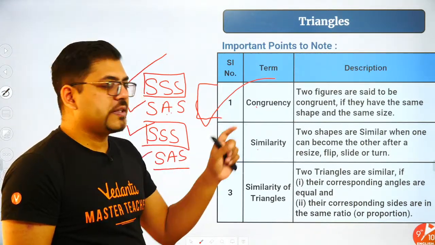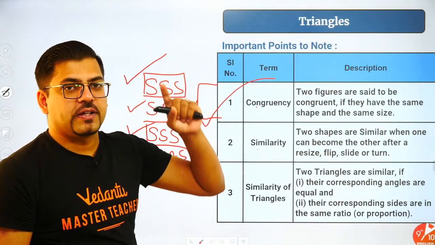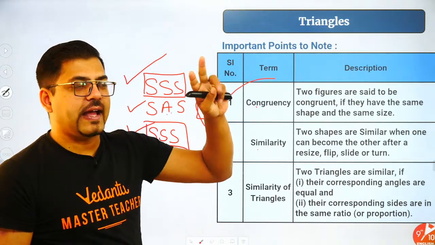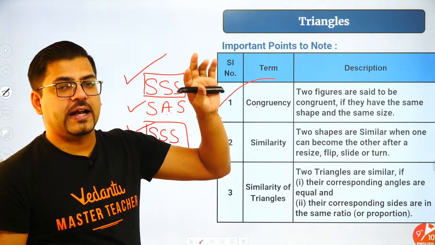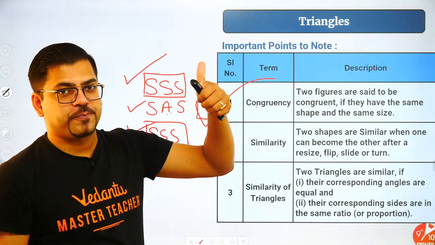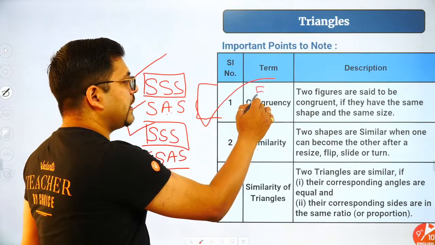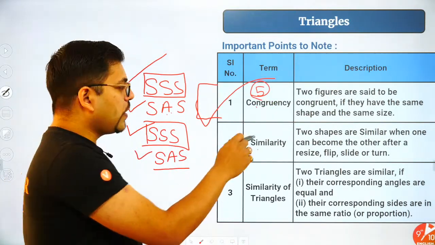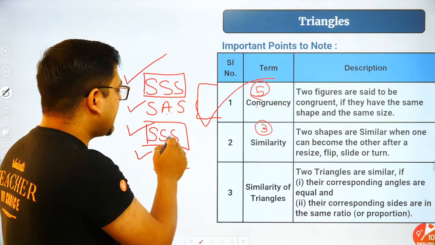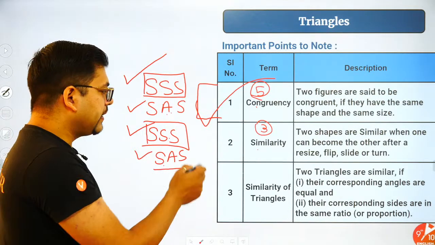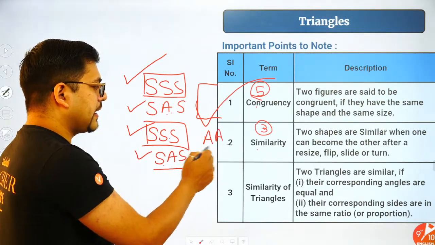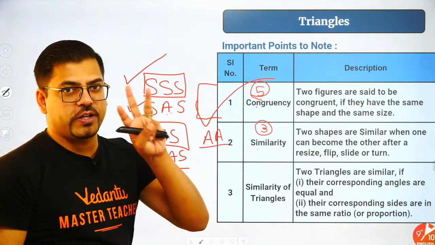Moving on, congruency had altogether 5 types: side, side, side; side, angle, side; angle, side, angle; angle, angle, side; and then the RHS congruency criteria. Altogether 5 congruency criteria were there, but in similarity you have only 3: side, side, side; side, angle, side; and then one of the most famous, angle, angle, angle. So only 3 similarity criteria.